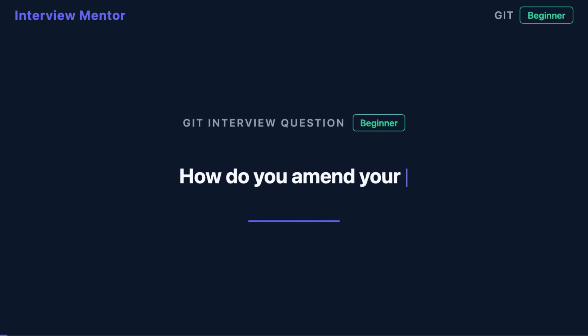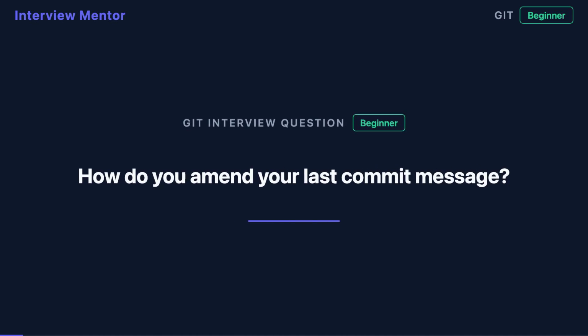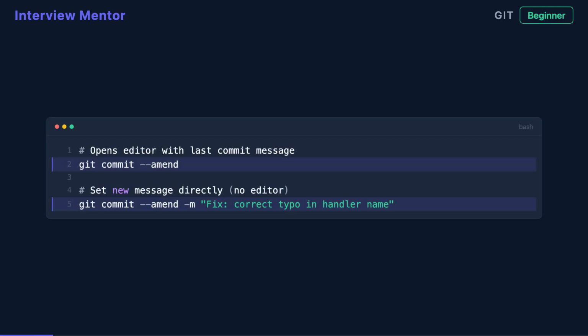Just made a commit, then immediately spotted a typo in the message. Here's exactly how to fix it. Run git commit --amend. This opens your default editor with the last commit message loaded and ready to edit. Change the text, save, and close.